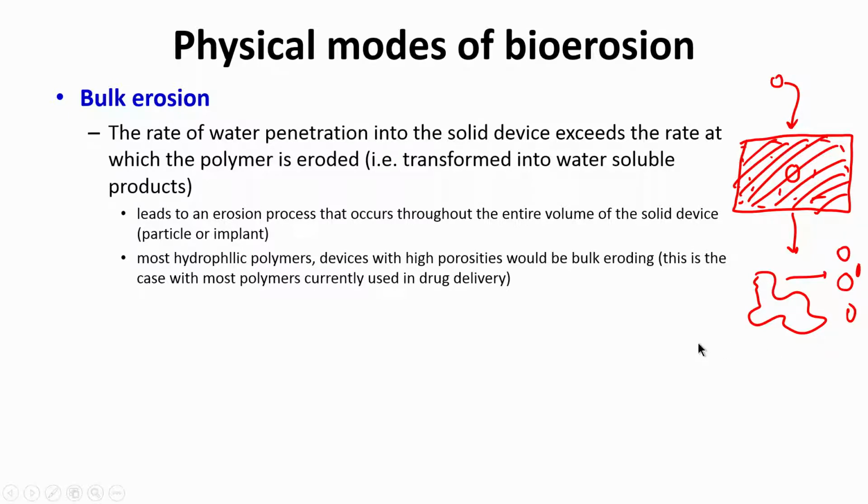So most hydrophilic polymers are like that. If they are hydrophilic, of course that means that they love water, and that means that the water can go through in them because the water will also like them, and they will be bulk eroding.